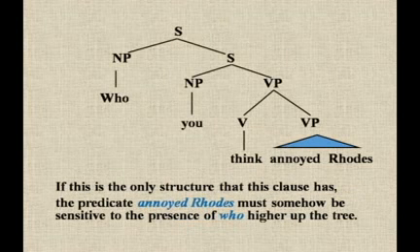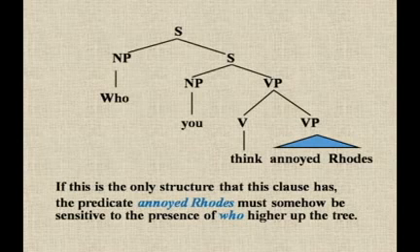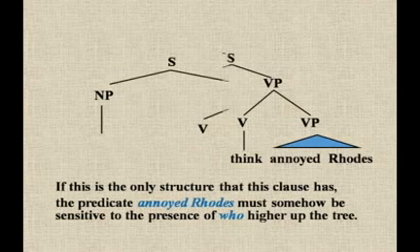We can turn now to the subordinate clause in 10. I wonder who you think anointed Rhodes. Here we will have something like the following structure. If this is the only structure that this clause has, the predicate anoint Rhodes must somehow be sensitive to the presence of who higher up the tree.